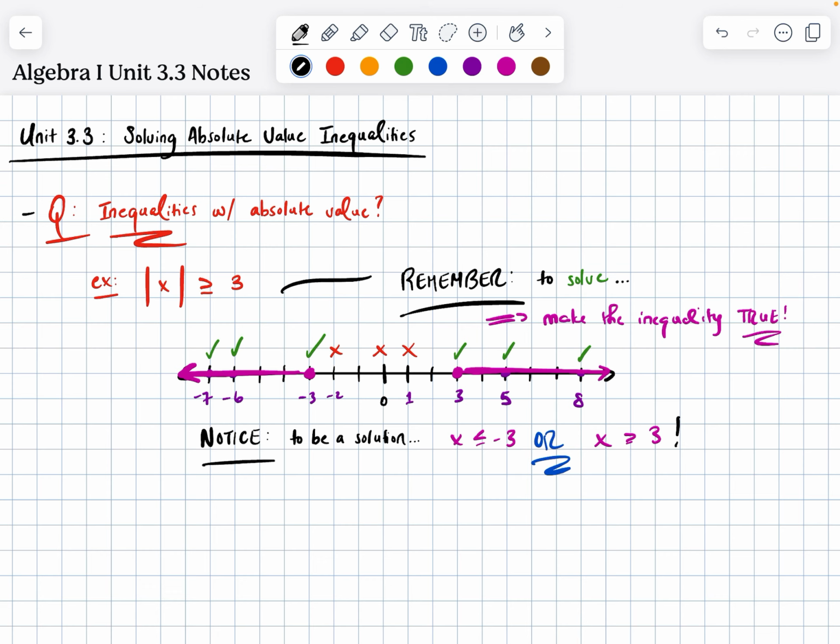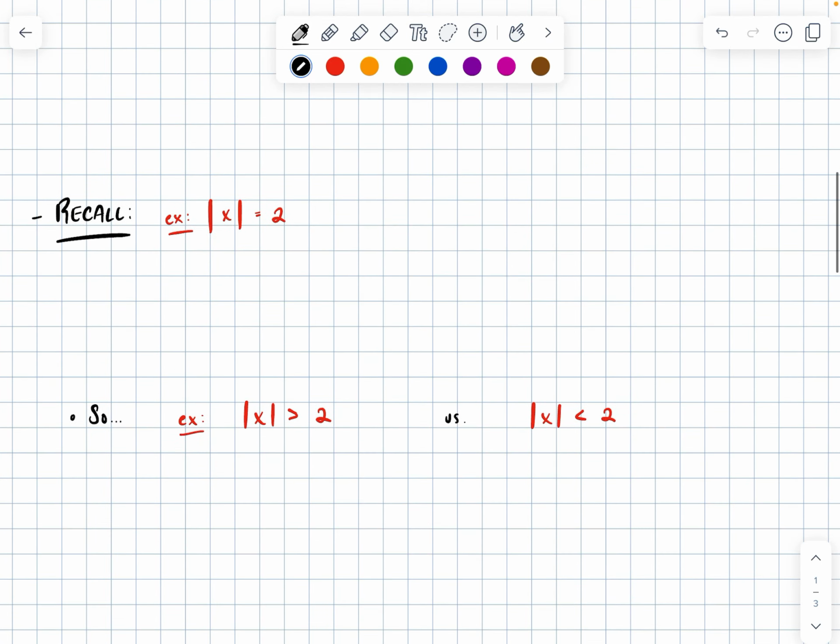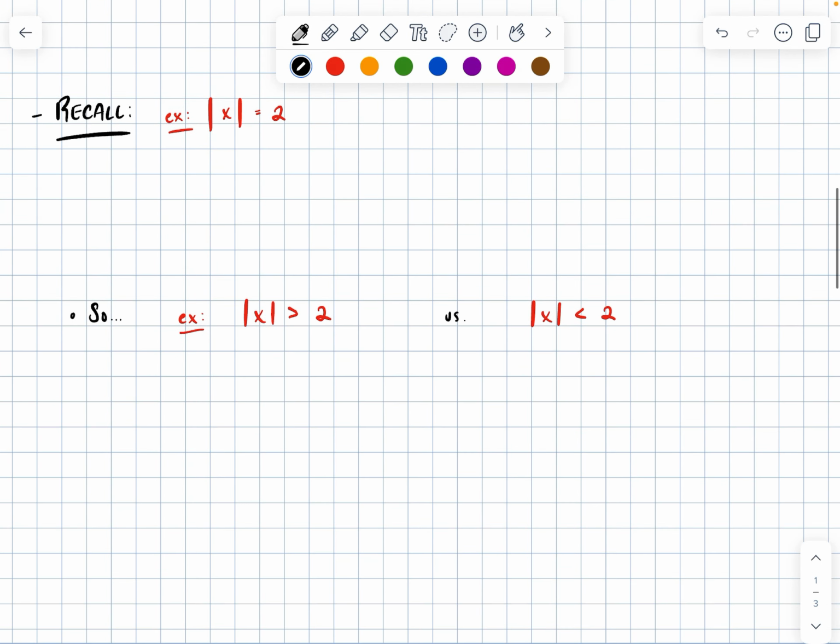Okay, great. With this thought experiment in mind, let's start to think about how we'd actually go about solving some inequalities. To put into perspective what we're doing with inequalities, let's think about where we're coming from with our equations. If the absolute value of x is equal to 2, take 5 seconds. What could x be? Go.